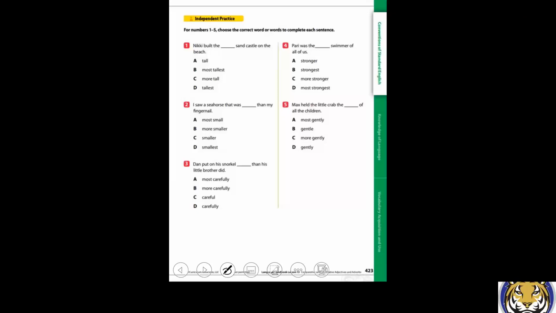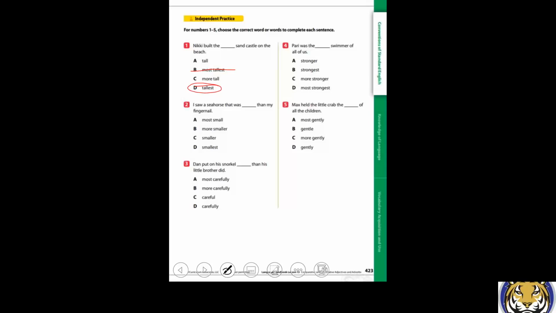Now let's look at your independent practice. For numbers 1 through 5, choose the correct word or words to complete each sentence. So looking at number 1, Nikki built the blank sandcastle on the beach. Nikki built the tall sandcastle on the beach, most tallest sandcastle on the beach, more tall castle on the beach, or tallest castle on the beach. D is the correct choice. Remember, we don't use more or most with EST, so we can eliminate B.